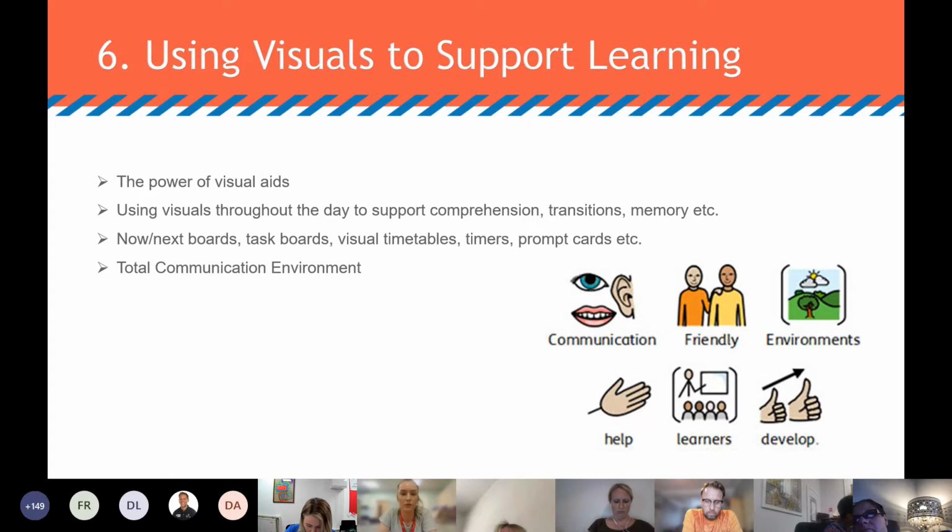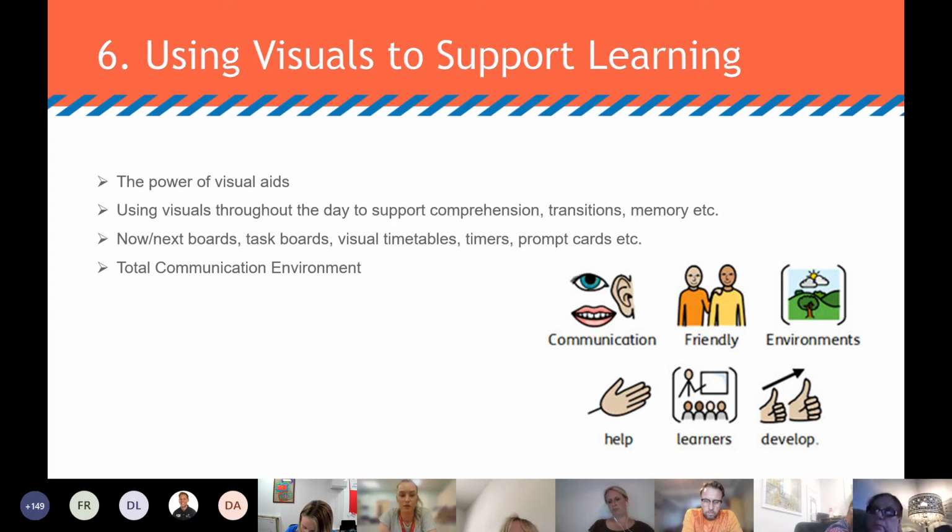The sixth session will be on using visuals to support learning. So we'll be discussing the power of visual aids and how you can use these throughout the day to support learners' comprehension, transition in between lessons, memory, recall.